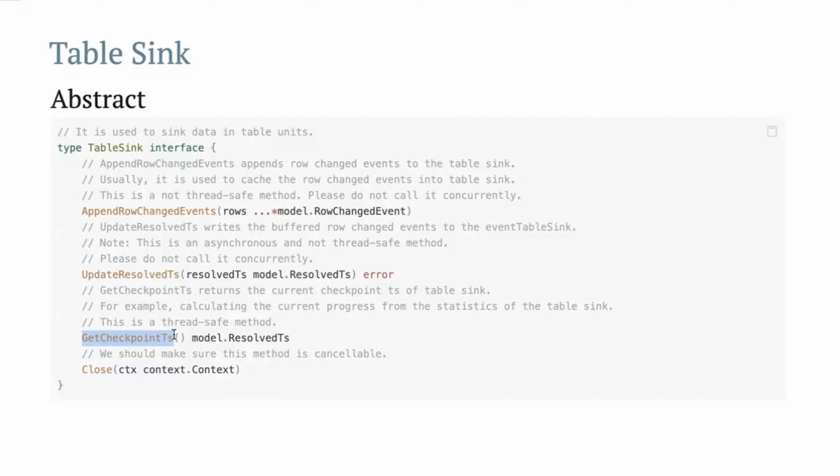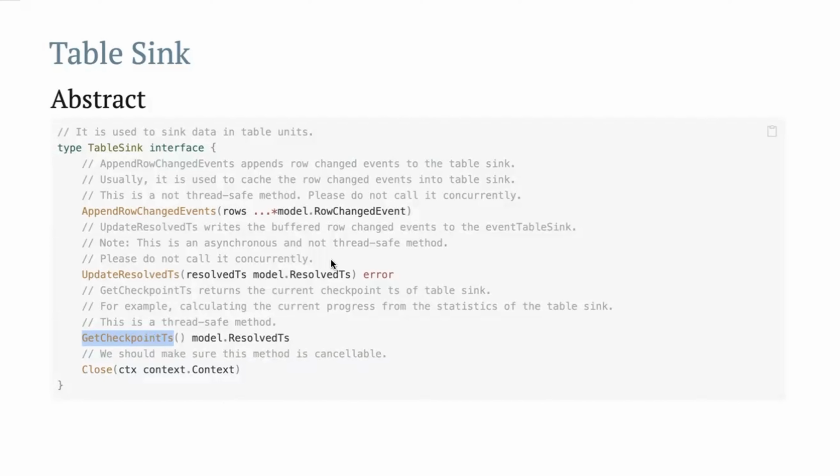It's already sent to the downstream successfully. So we can return a specific timestamp to tell the user we already finished all the data before this. We already replicated the data before this specific checkpoint TS timestamp.